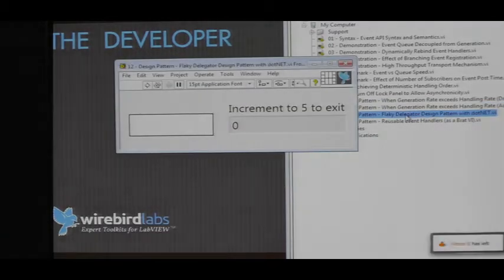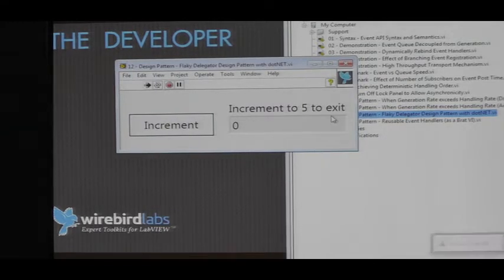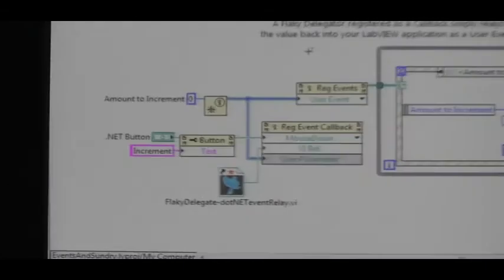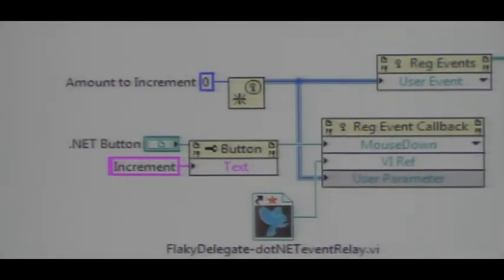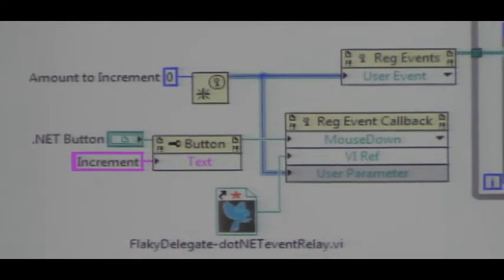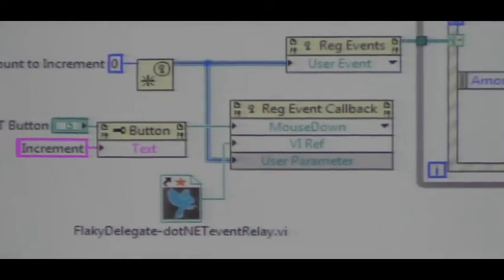One other thing we could point out is that events have some pretty powerful integrations with .NET. So this is a .NET control dropped into a .NET container, and we just click on that button, and it increments the 5 to exit. And the way we link .NET events back into LabVIEW dynamic events is through the use of the callback.